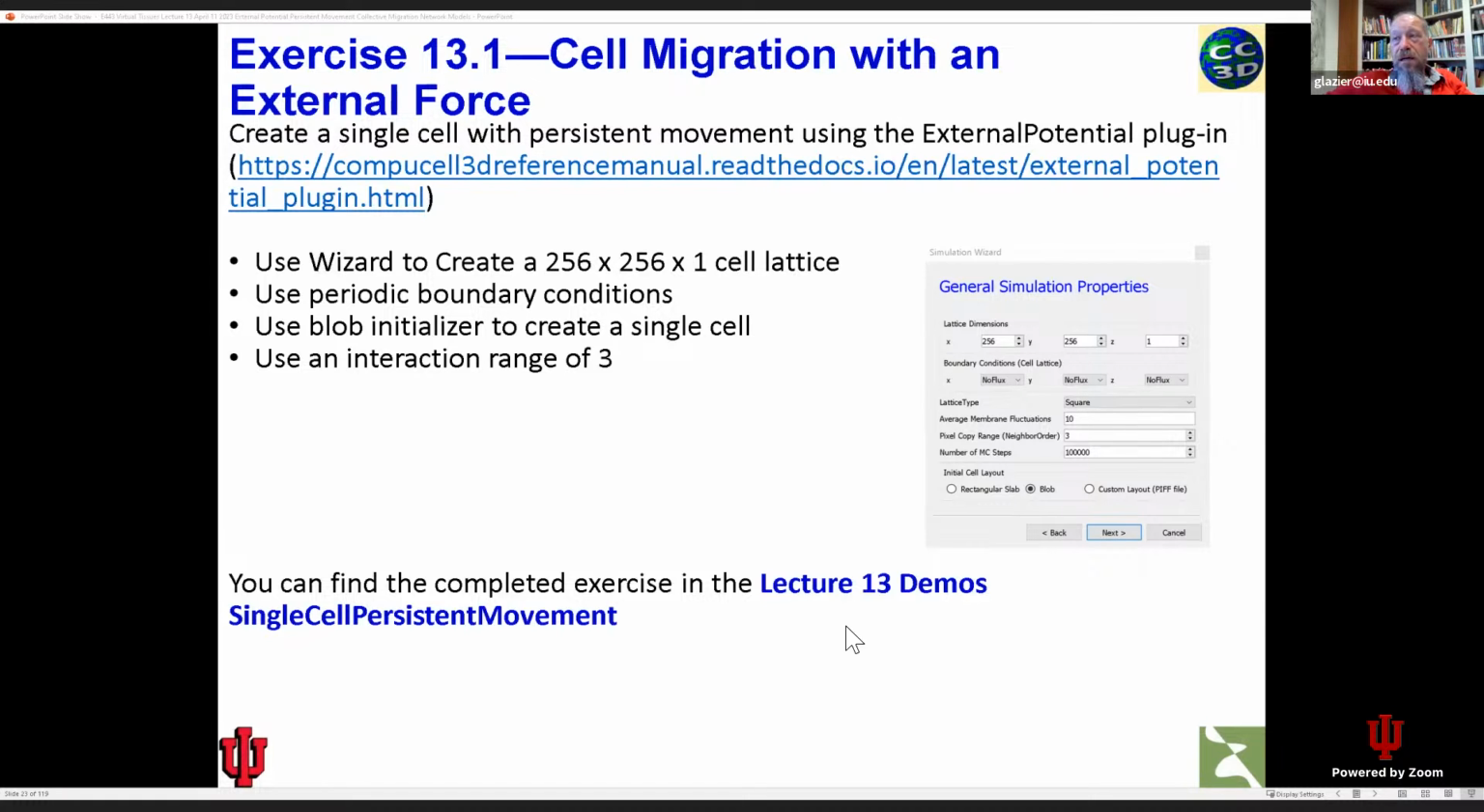And if people get stuck, under Lecture 13 demos, there's a simulation called single cell persistent movement that has the finished code that we're going to develop. So the first thing we're going to do, and if you want to read about external potential, it's in the manuals under external potential plugin. We're going to create a 256 by 256 by 1 lattice. We'll have it have periodic boundary conditions. We'll use blob initializer to create a single cell. And we're going to set the pixel copy range to 3 to begin with.